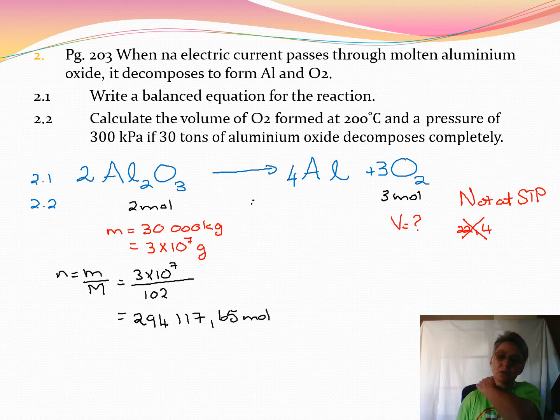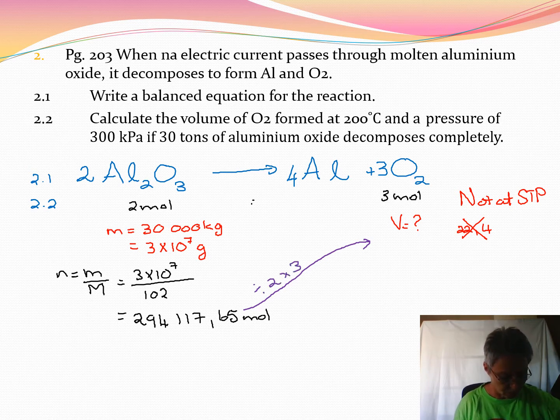Right, to get the moles of oxygen that is required, you need to divide by 2 and multiply by 3. So times 3 divided by 2 equals. So the moles of oxygen here is 441,176.4706 moles.